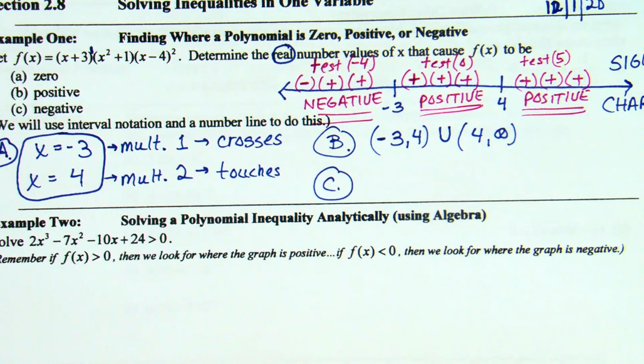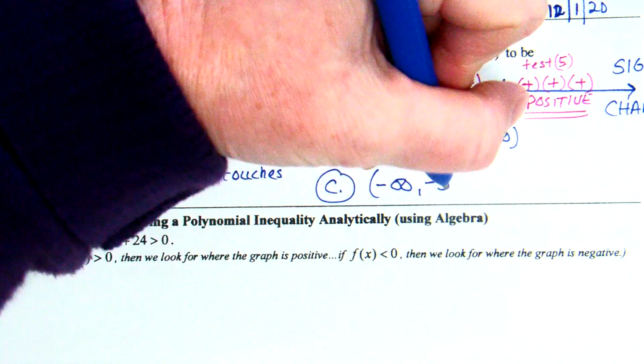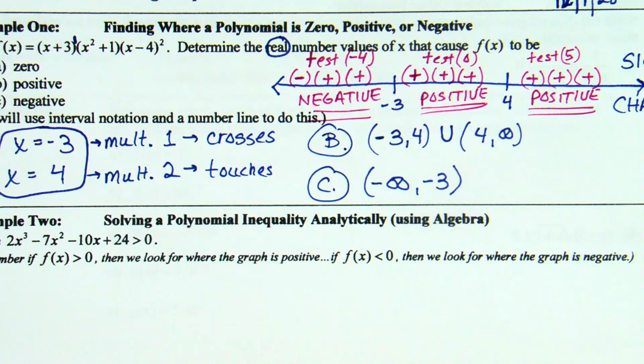For C, on what interval is my graph negative? It's everything to the left of negative 3, which is, yes, negative infinity to negative 3. Good. Negative infinity always uses parentheses, and negative 3 is parentheses because, again, we're not talking about when does it equal 0. We just want to know when is it negative. Okay?